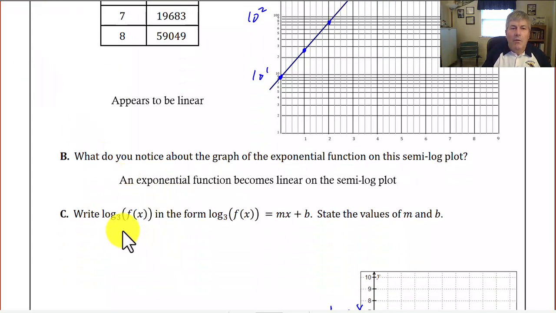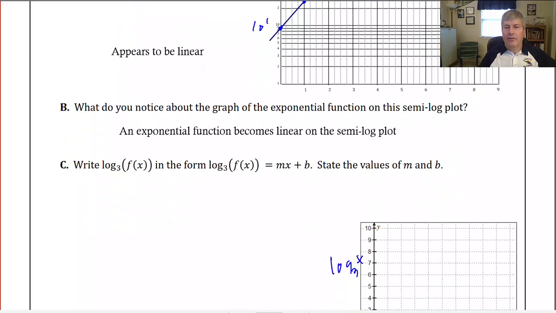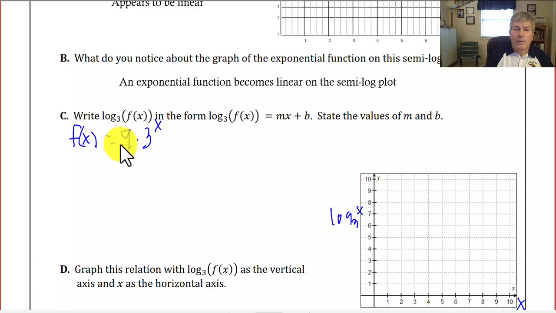In C, we're asked to write log base 3 of f of x in the form log base 3 of f of x equals mx plus b. So we're going to rewrite our function as a linear function and find the values of our slope and our y-intercept. So we have our exponential function, f of x equals 9 times 3 to the x, and we want to rewrite it in log base 3. So we are going to log base 3 both sides.